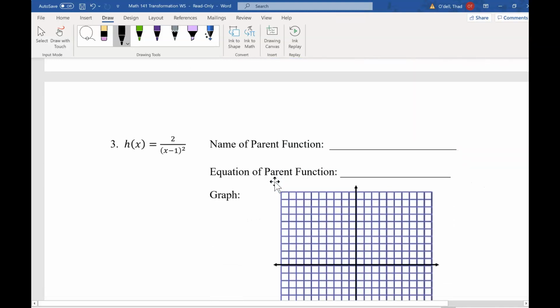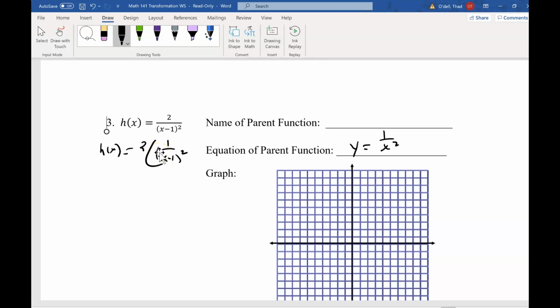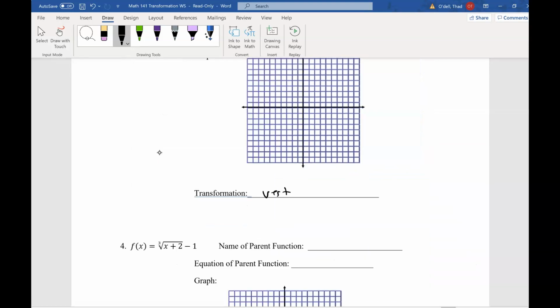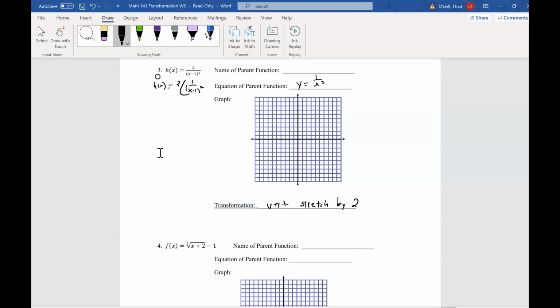Okay, moving along. This is y equals 1 over x squared. That's a fun one. And it looks like the only thing that's happening is the 2 on top and the -1 on the bottom. A lot of people have trouble with this. It might be helpful for you to think of it this way. Maybe that helps to see that it's just a multiplying by 2 on the outside. So that's going to be a vertical stretch by 2. And also a shift right 1.